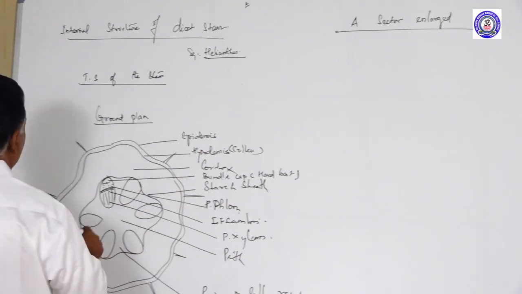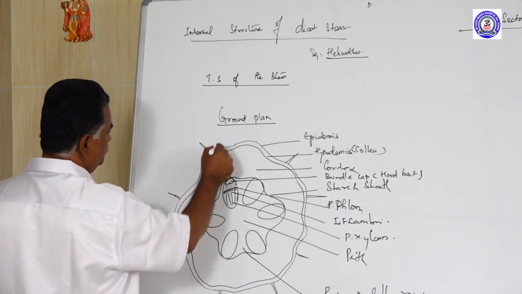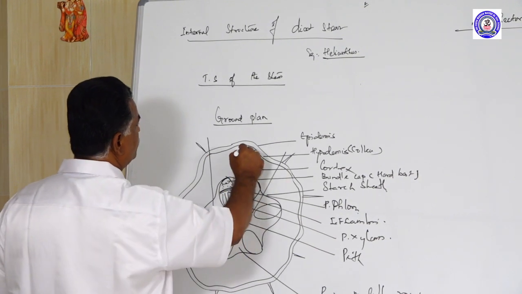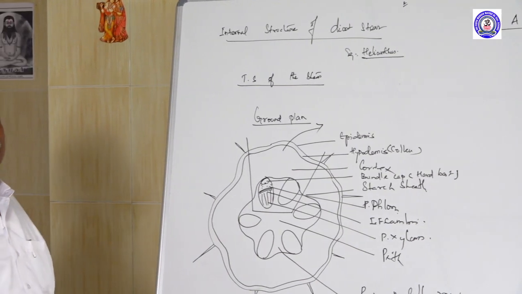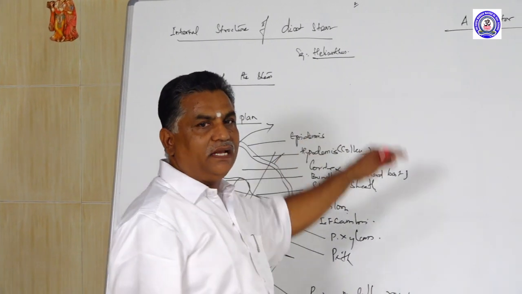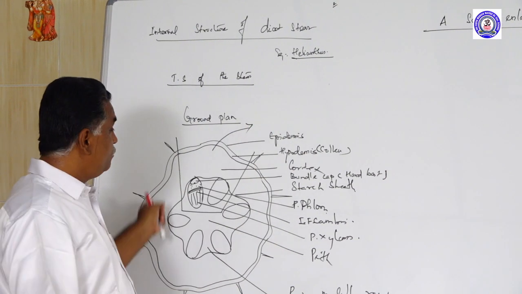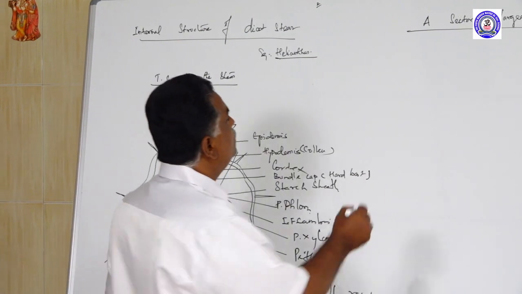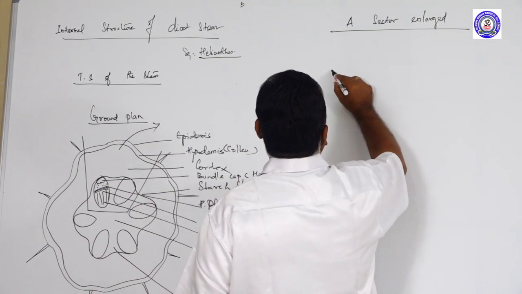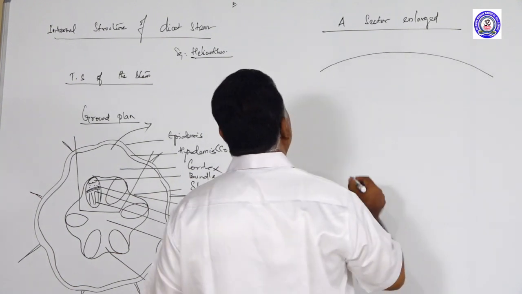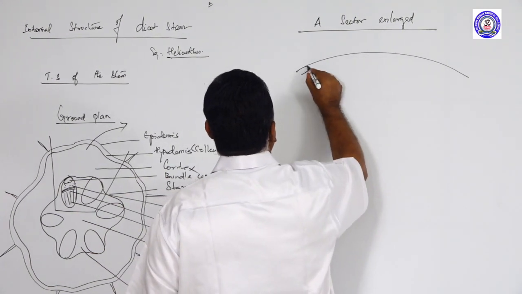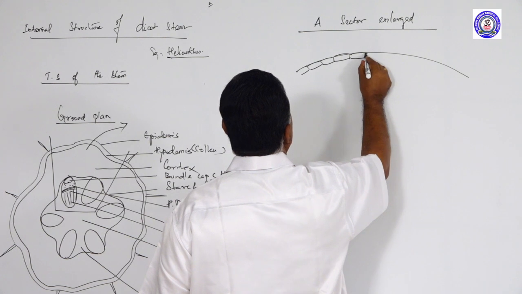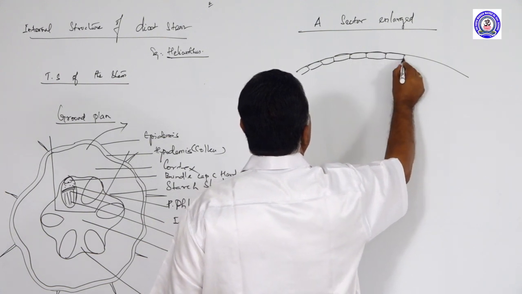A sector enlarged. We will take this portion. You consider this as the sector which is going to be explained in detail. So this is a sector enlarged, not the full structure. If you understand a sector, we will understand the whole structure. See, we will see first: this is epidermis. While I am drawing, I will be talking about this and I will sum up afterwards.